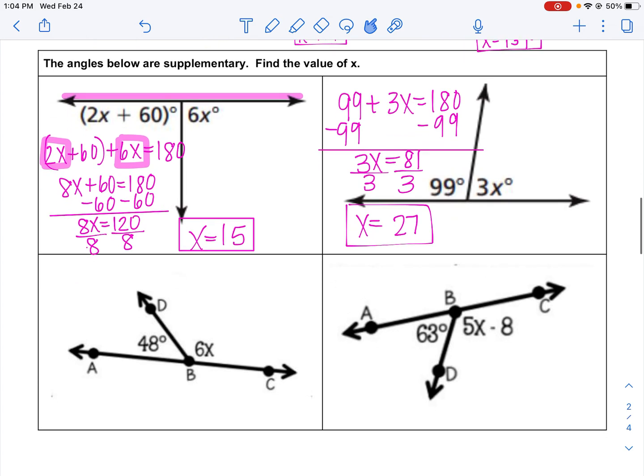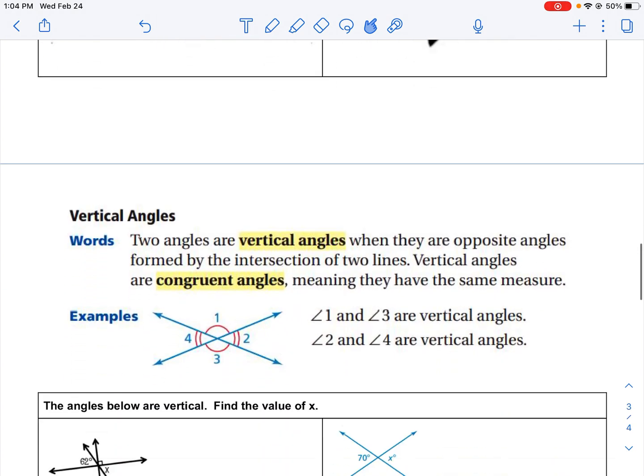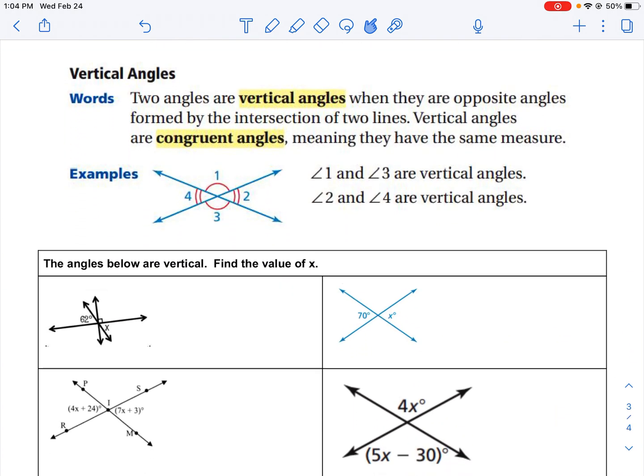After the video is completely over, I want you guys to try these bottom ones, and I'll post the answers below this video so you can check your work. All right, let's move on to vertical angles.